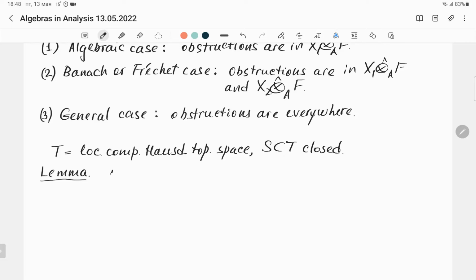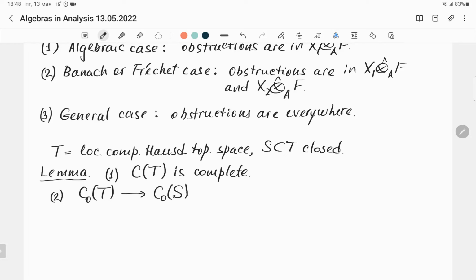Good. First of all, it is well known that C of T, the algebra of continuous functions on T, is complete. This is standard, and this is a standard exercise in topological vector spaces. Second, let's now look at C0 of T. So this is a Banach algebra, and let's consider the restriction map from C0 of T to C0 of S. This is well defined because S is closed. So the restriction of a C0 function on T is again C0 on S. This map is surjective. This is also an easy exercise. We can reduce everything to the situation of compact spaces by using one-point compactifications. And in the case of compact spaces, this surjectivity follows from the Tietze-Urysohn extension theorem.